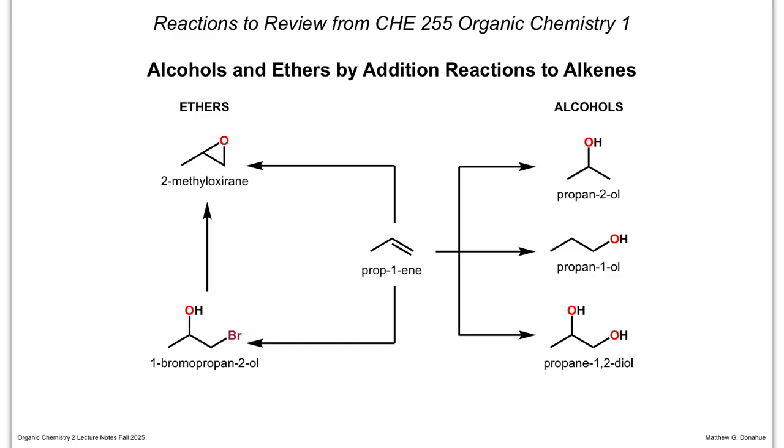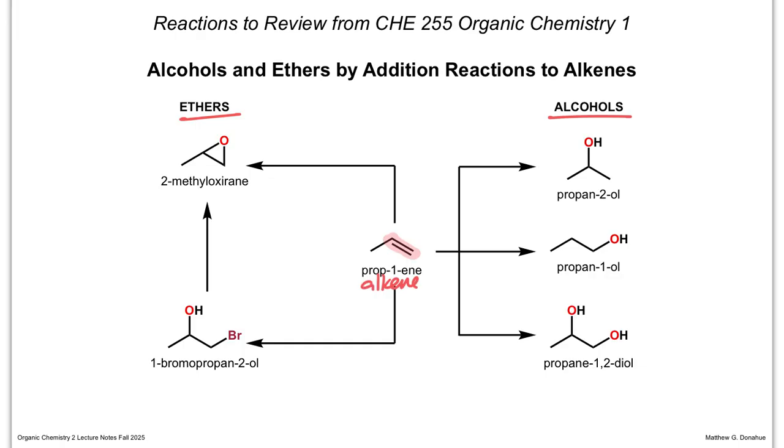So this is a review slide of some reactions we've seen already to access alcohols and ethers. So we're not going to spend too much time on these because this chapter is more concerned with a couple other ways of generating alcohols. So as we left Organic 1, we were looking at alkene addition reactions.